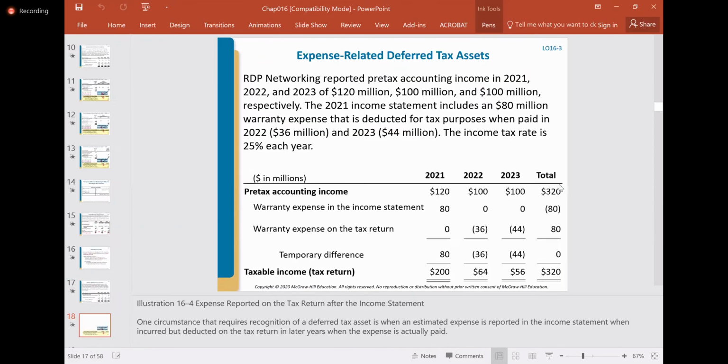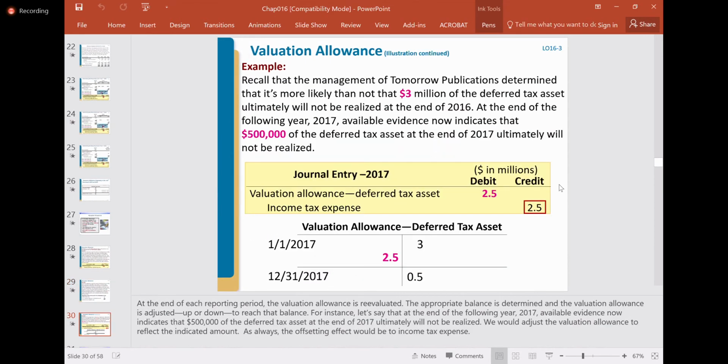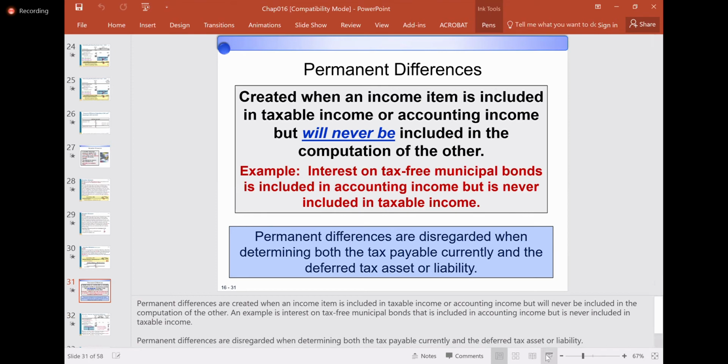And today we're going to talk about so-called permanent differences.